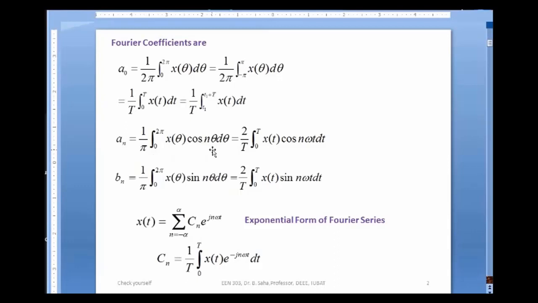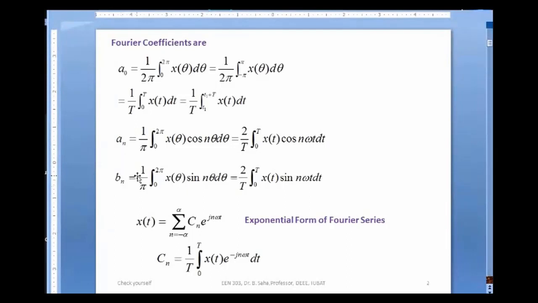So in case of time base, what was the A0? 1 over T. But in this case, 1 over T divided by 2, isn't it? That means 1 over half T. So that 2 is going to be in the upper part of the T. That's why 2 by T, 0 to T, x of t cos n omega t dt.